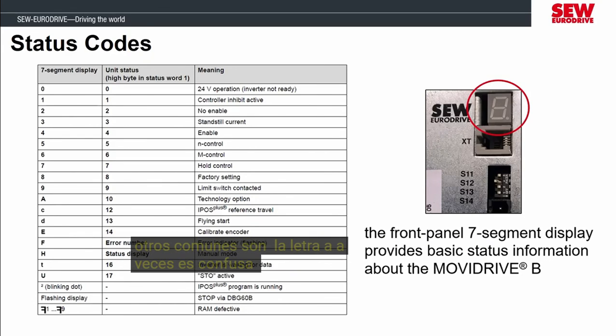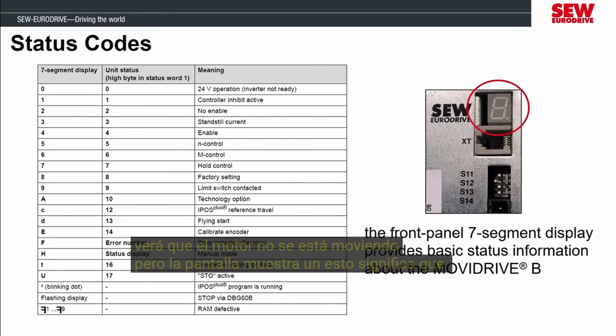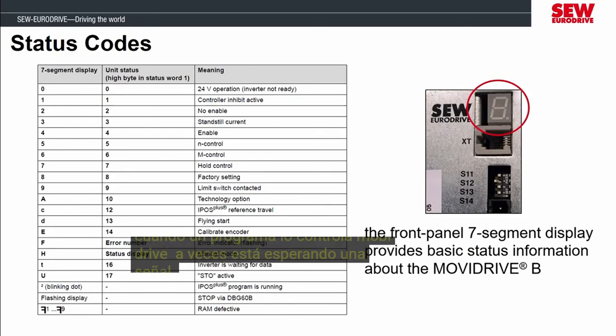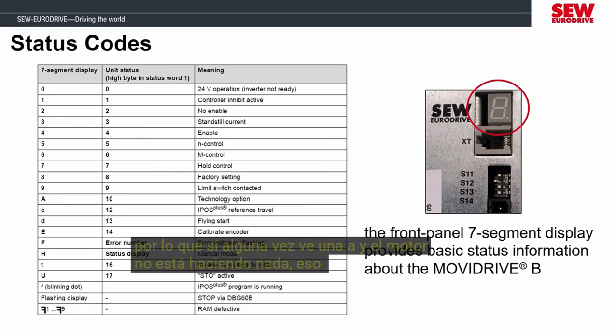This is sometimes confusing because someone will see the motor isn't moving, but the display shows A. This means the MOVIDRIVE is enabled and there is an application module or custom IPOS program controlling it. When a program is controlling the MOVIDRIVE, it sometimes is waiting for a go signal from the PLC. So if you ever see an A and the motor isn't doing anything, that doesn't mean there is a problem with the MOVIDRIVE. The IPOS program is probably just waiting for the next command to know what to do.